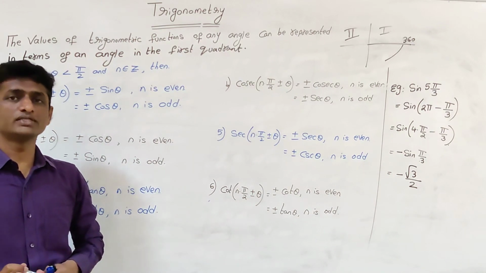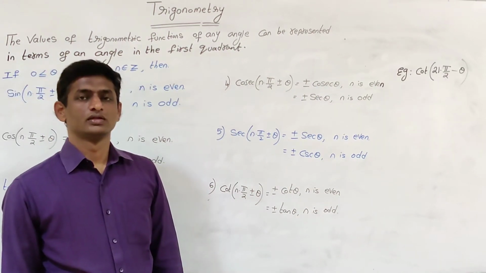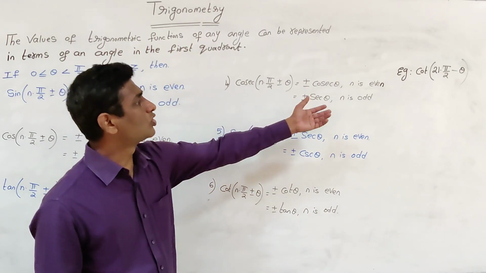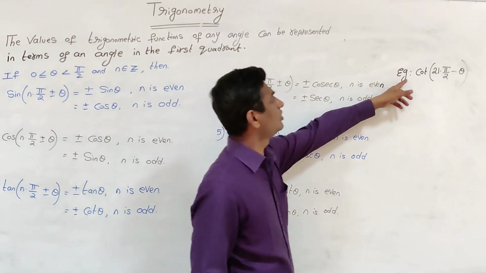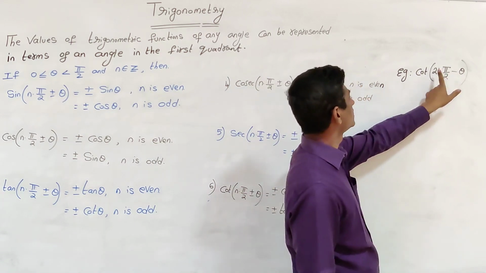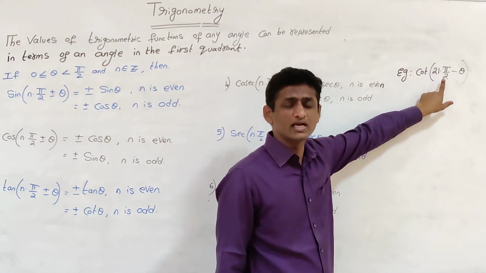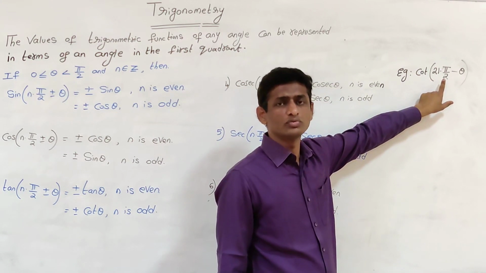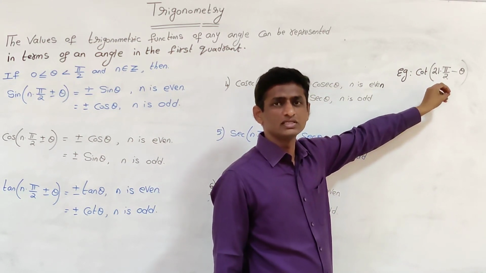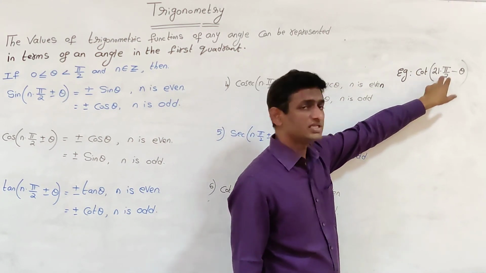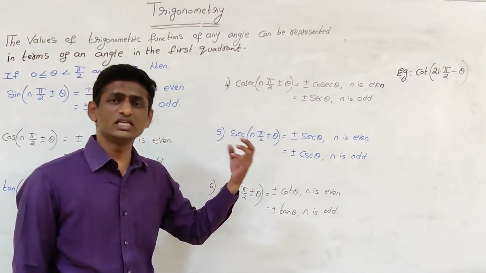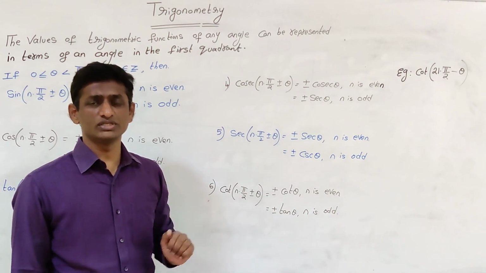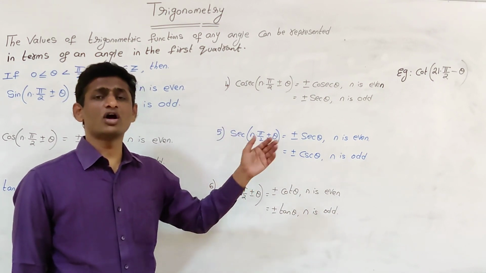Next we'll go for one more example. We'll see cot of 21 times pi by 2 minus theta. Now we have to check two things. One is whether it is an odd multiple of 90 or an even multiple of 90. If it is even, the trigonometric ratio does not change. If it is odd, the trigonometric ratios will change.